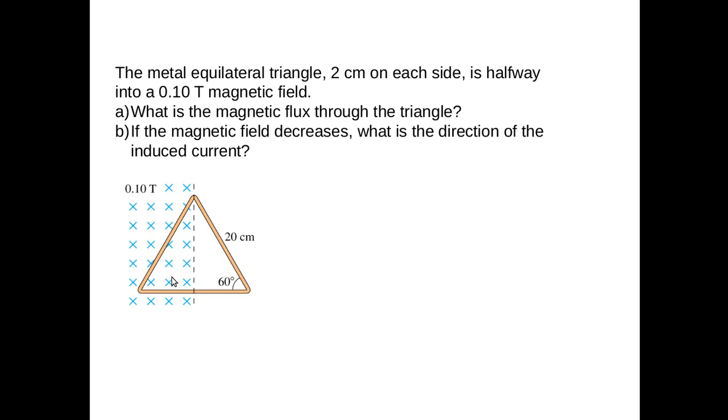So part B says if the magnetic field decreases, what's the direction of the induced current? So I'm going to use the right-hand rule to determine the direction of the induced current in this loop. Okay.